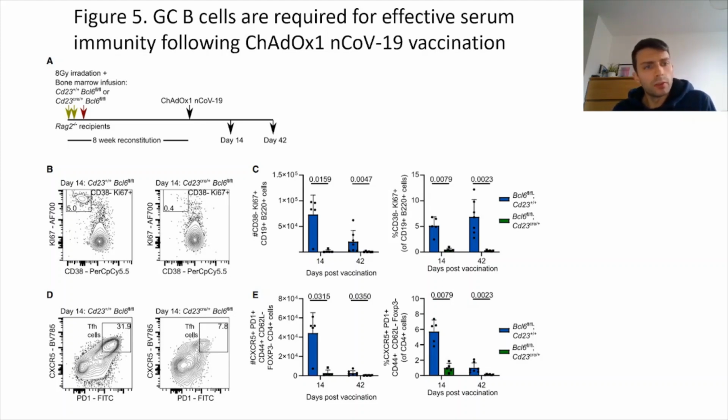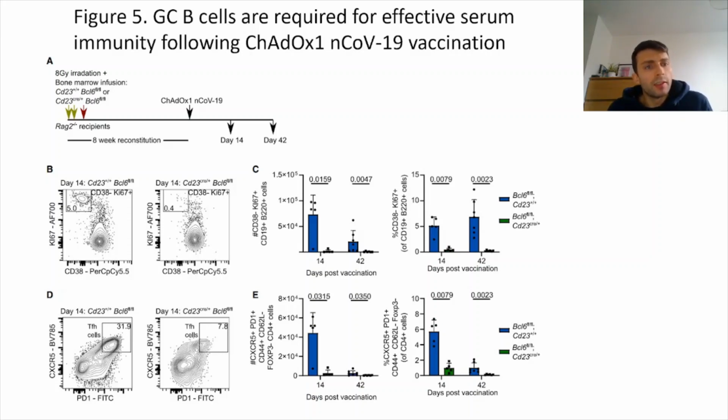Moving on, we then went to look at a mouse that had germinal center B cell deficiency. And we set this up using a mixed bone marrow chimera system, as shown in A. So we used RAG2 recipients, and we gave them either CD23 wild-type BCL6 flox bone marrow, this is essentially wild-type bone marrow, or CD23 Cre BCL6 flox bone marrow. So CD23 is expressed on all mature B cells, and so these cells will have no BCL6 within their mature B cells, and this will render them unable to generate germinal center B cells.